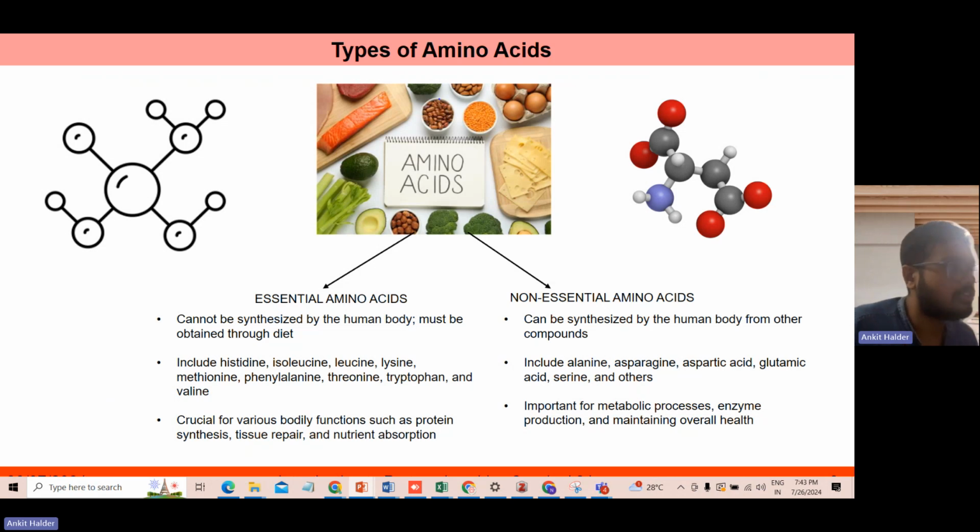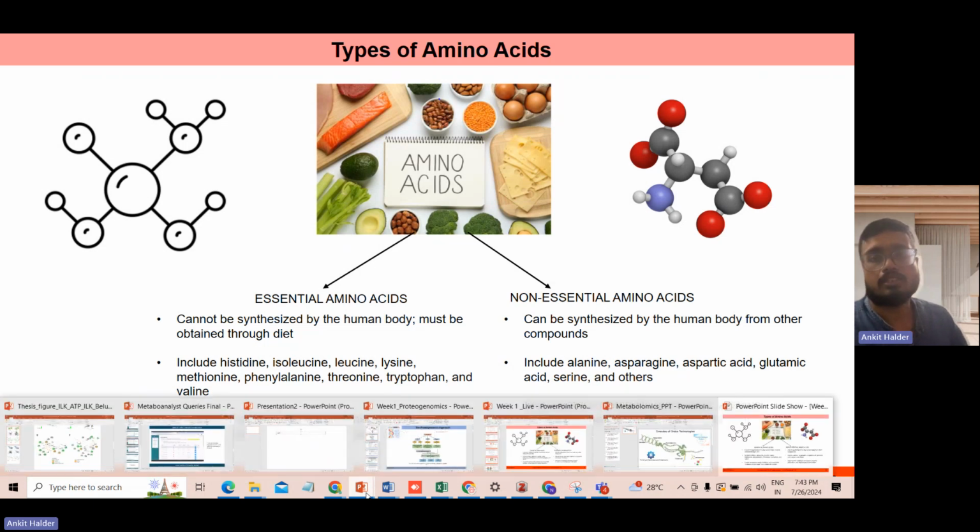Whereas non-essential amino acids are those that can be synthesized by the human body from other compounds, and that's why it is not absolutely necessary to take them. But yes, of course, we can have them. Okay, so different metabolic processes, enzyme production, and as I mentioned already, amino acids are the sources of the building blocks for every repair, organs, tissues, muscles. For all these things, it is quite important, right?